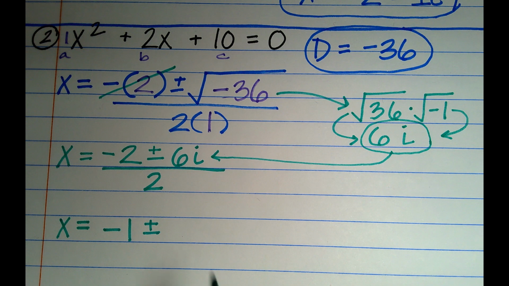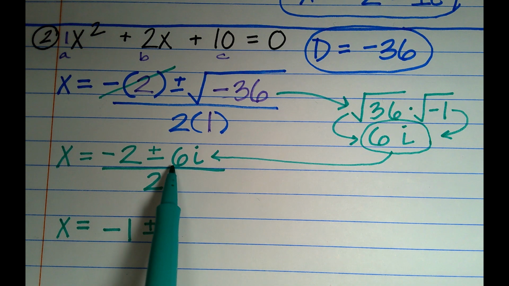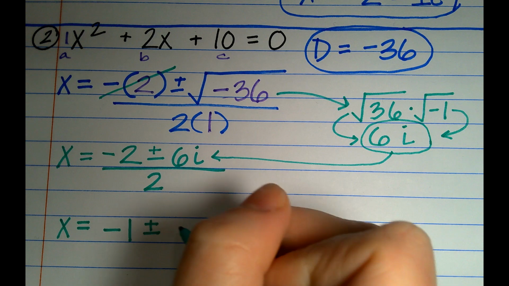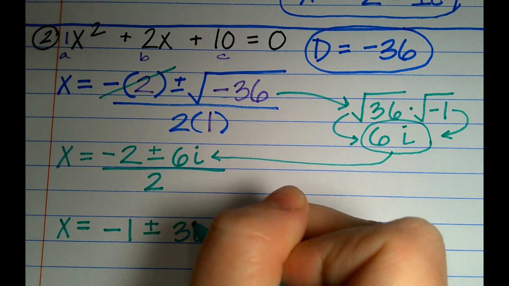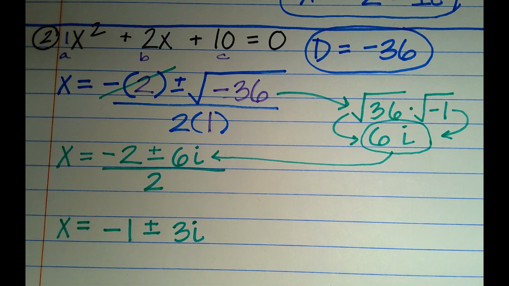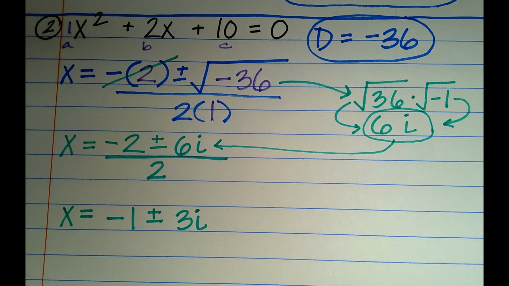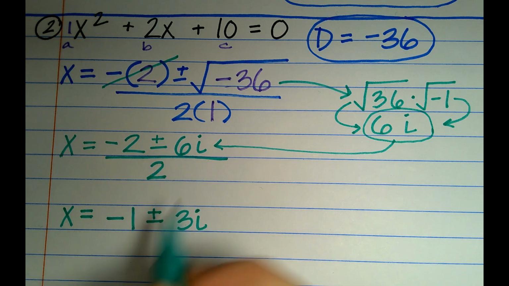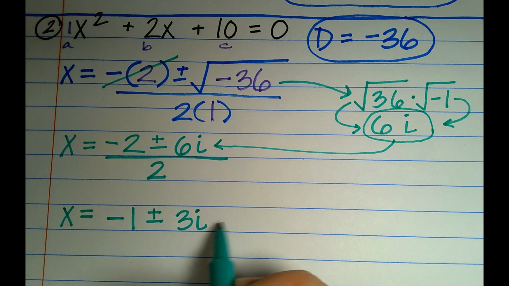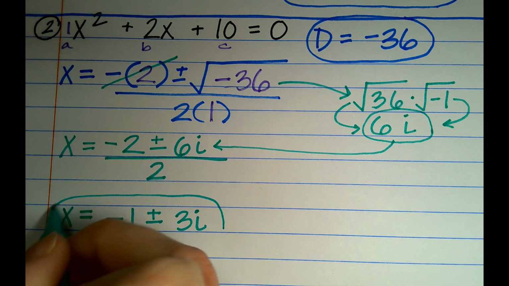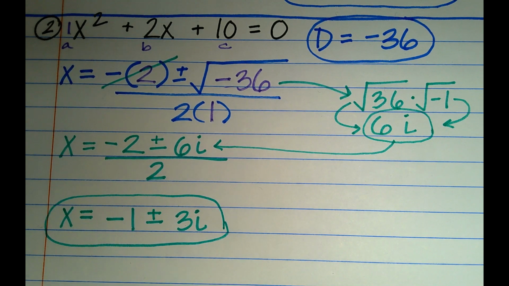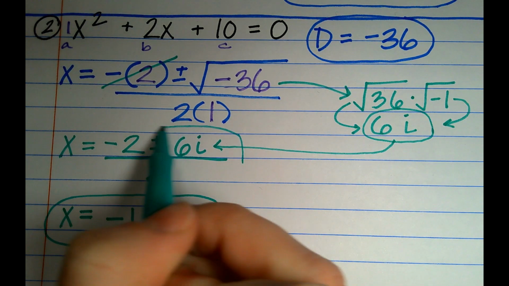Plus or minus 6i divided by 2. 3i. And 2 divided by 2? 1. Do I need to write 1? No, I don't. So we're going to just leave it like that. This is our answer. Technically this is 2.